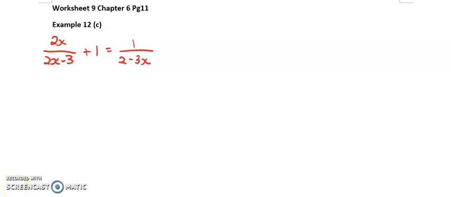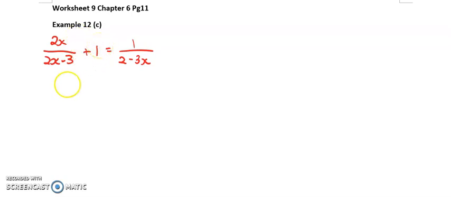Okay, for example 12c, this is an equation that we have to solve. Alright, but before we start solving for what is x, you got to do a little bit of manipulation in order to solve. Okay, so first, this question involves algebraic fractions. Okay, and there's a plus minus here, plus 1.